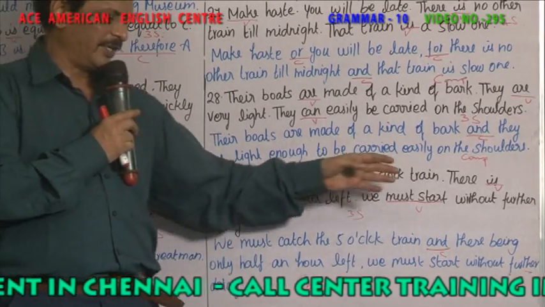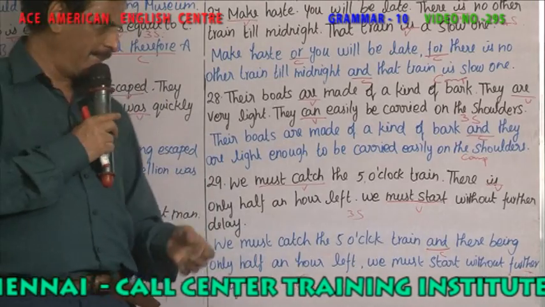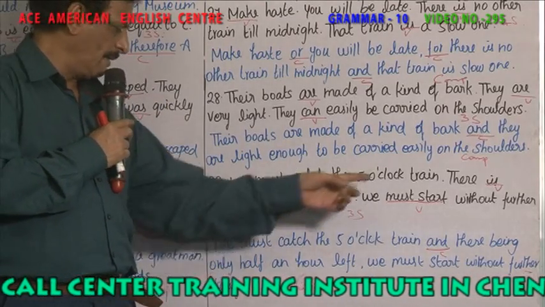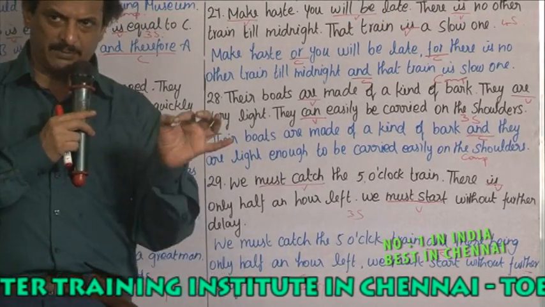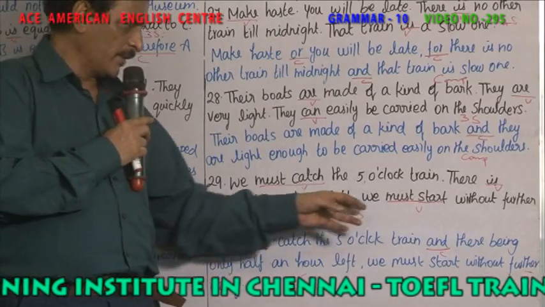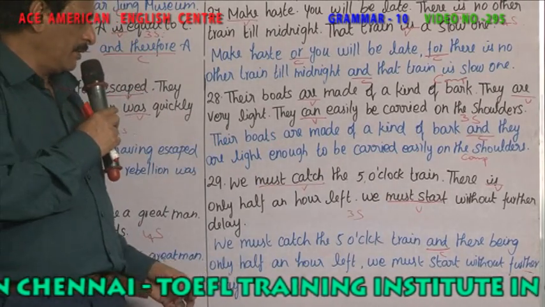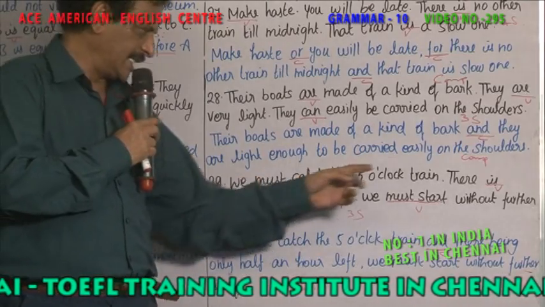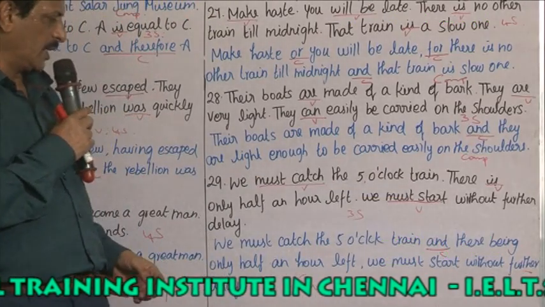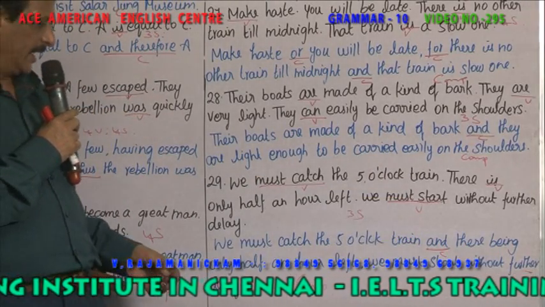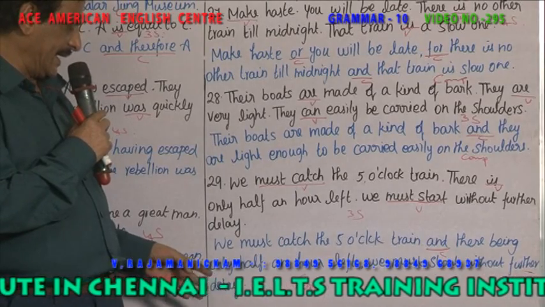We must catch the 5 o'clock train. There is only half an hour left. We must start without further delay. So there are three verbs, three sentences, and you join the sentences using "and".